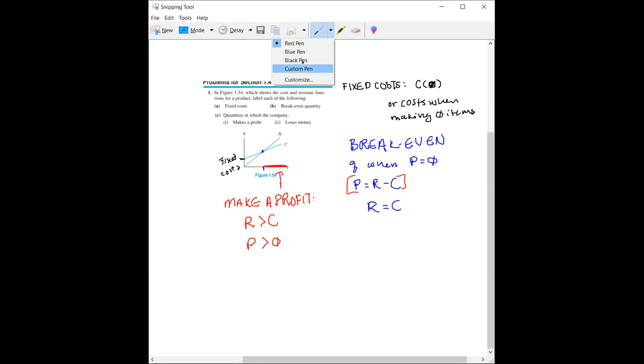And then we have to consider what it means to lose money, or that our revenue is less than our cost. We're losing money, our profit is less than 0. And that would be over here, where our cost line is indicating costs that are greater than our revenue. Does that make sense? Okay.